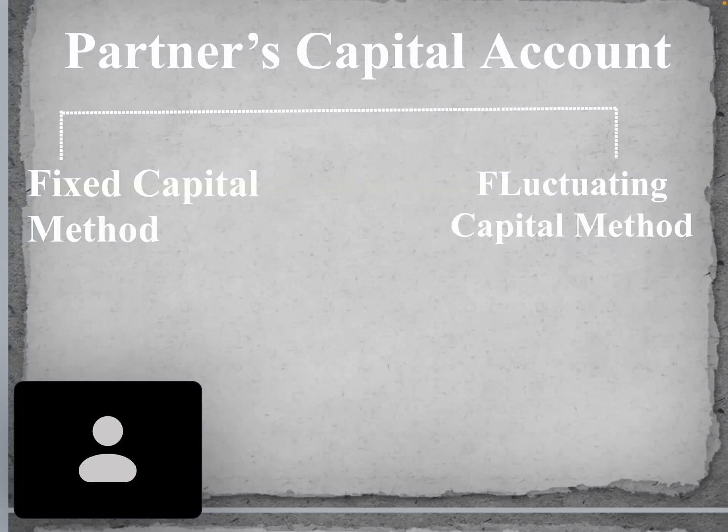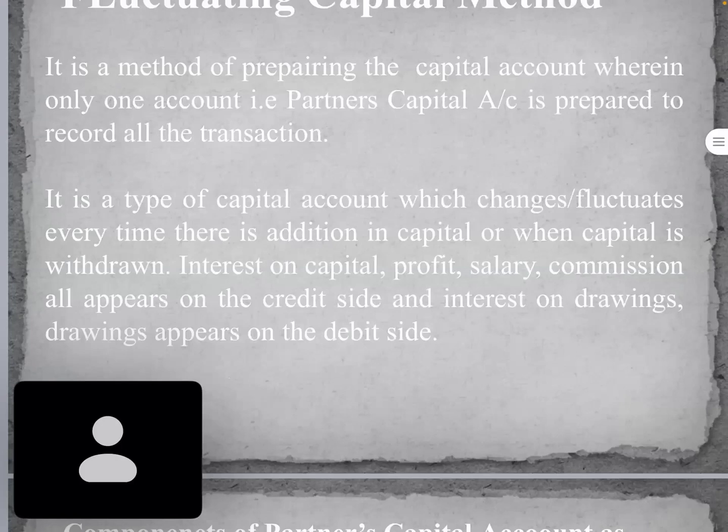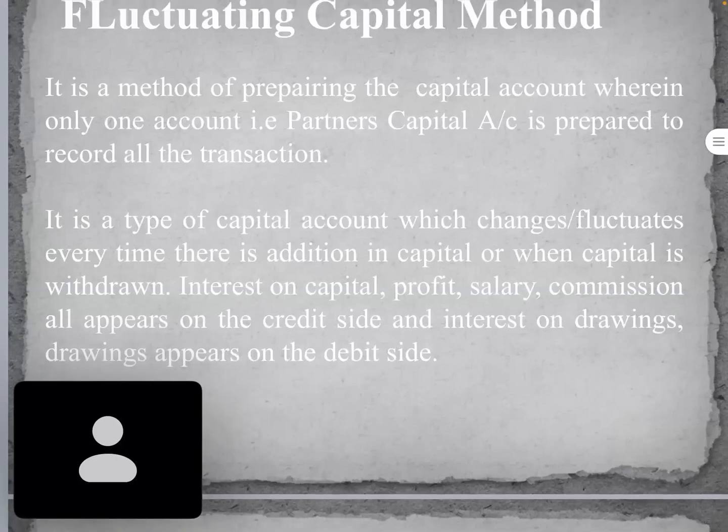I'm sure everybody is able to recall that when it comes to the formation of the partner's capital account, we have two methods. One of which is the fixed capital account, and the other one is the fluctuating capital method. Fixed capital method and the fluctuating capital method. So let's first of all talk about the fluctuating capital method. Under the fluctuating capital method, what do we do? We just prepare one single account.